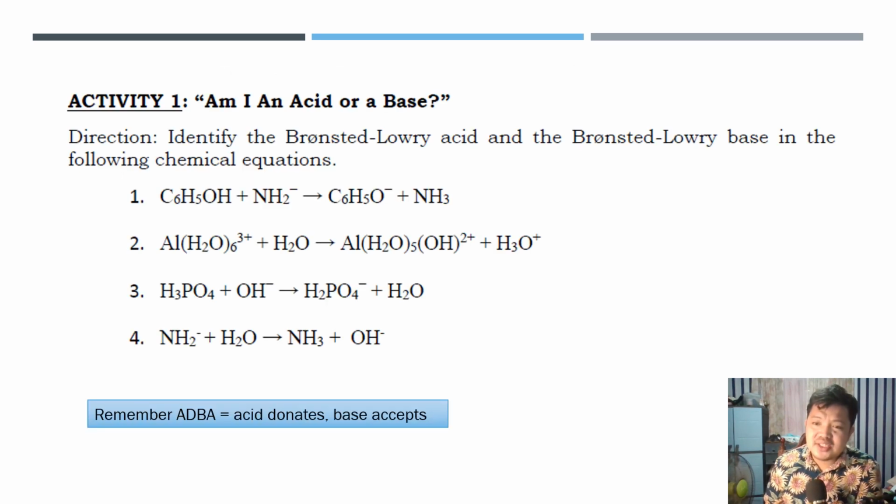So let's try to perform activity number 1. Am I an acid or a base? That's the title of our activity. So the direction here is identify the Bronsted-Lowry acid and the Bronsted-Lowry base in the following chemical equations. Sige. Now on your notebooks, I'd like you to write these chemical equations and then try to identify which from this equation is the Bronsted-Lowry acid and which is the Bronsted-Lowry base.